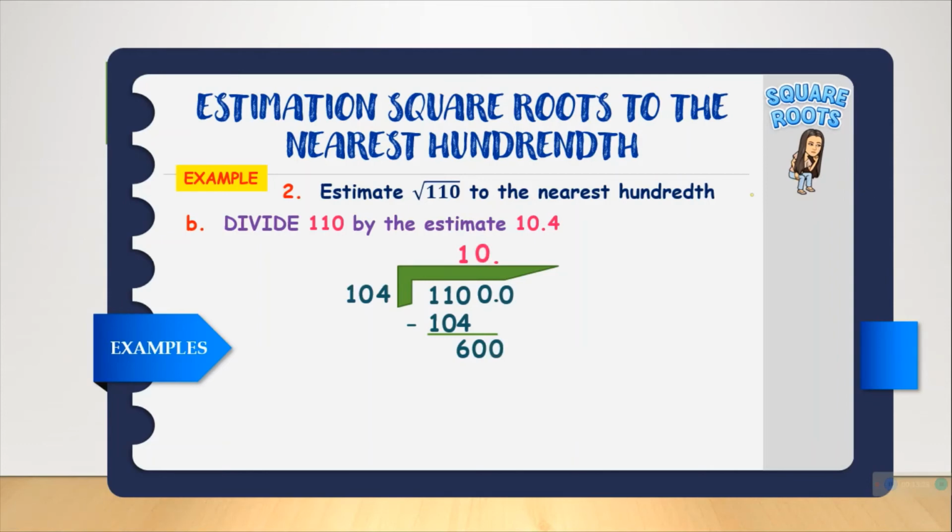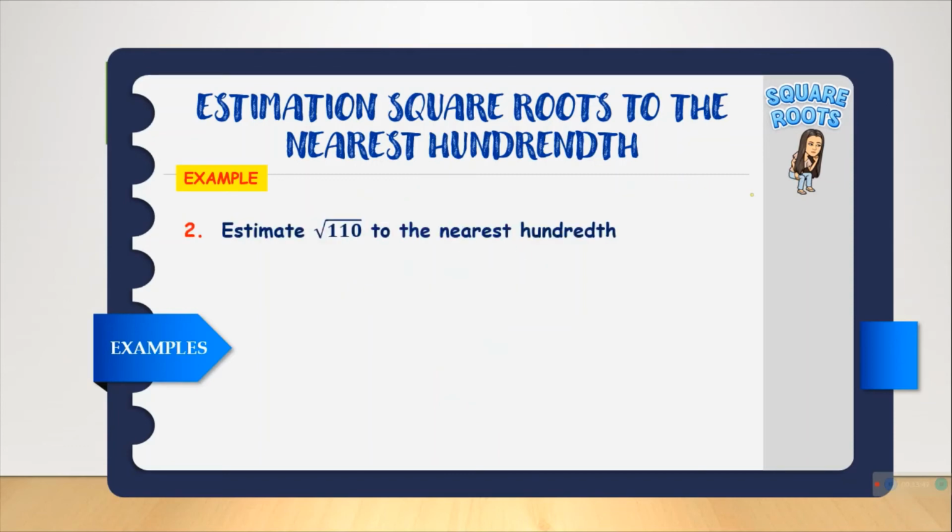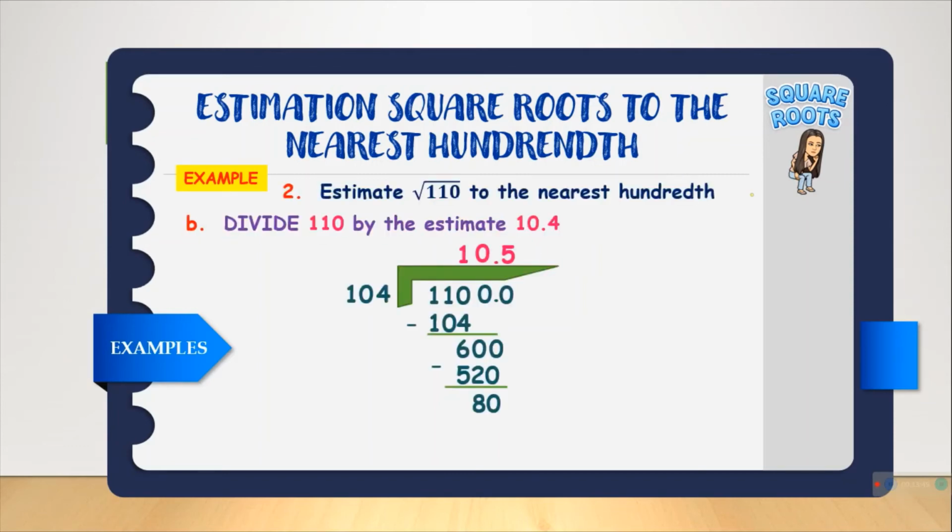So 600 divided by 104 is equal to 5. 5 times 104 is equal to 520. So, i-subtract naman natin yan. So, 600 minus 520 is equal to 80. 80 divided by 104 cannot be. So, okay na yan dahil nakuha naman natin na yung pinakasagot.